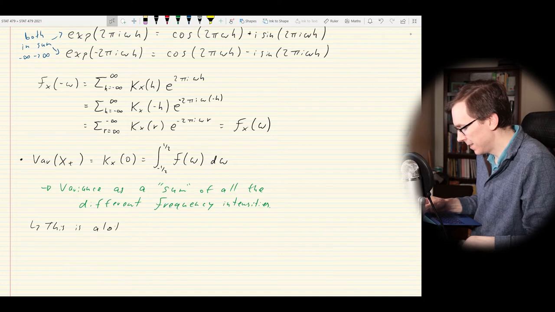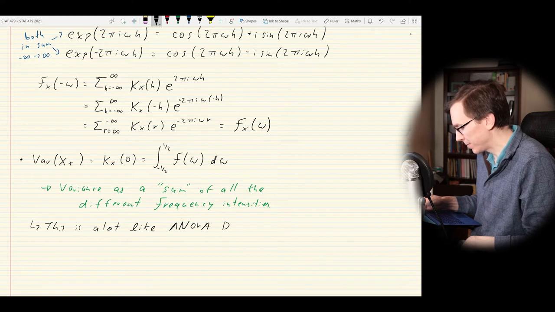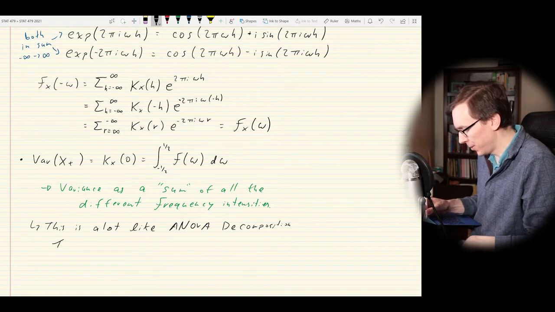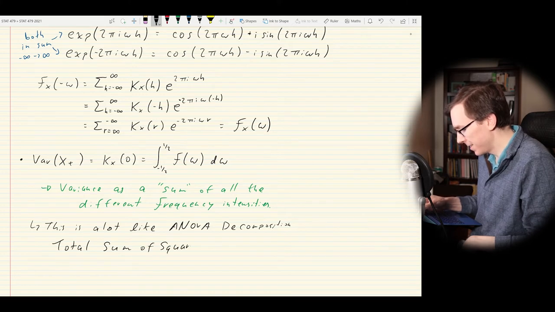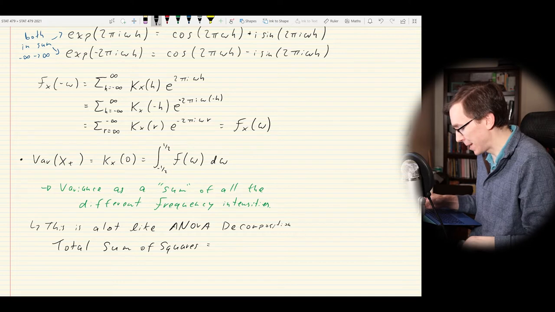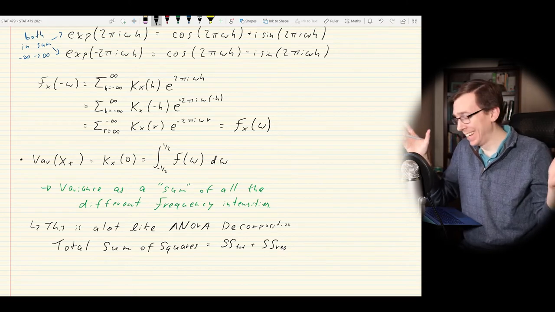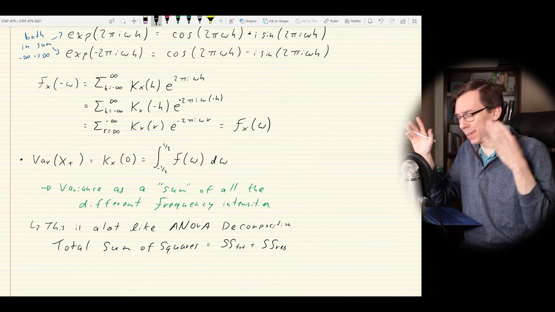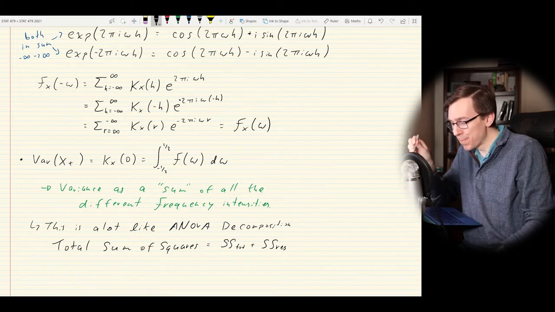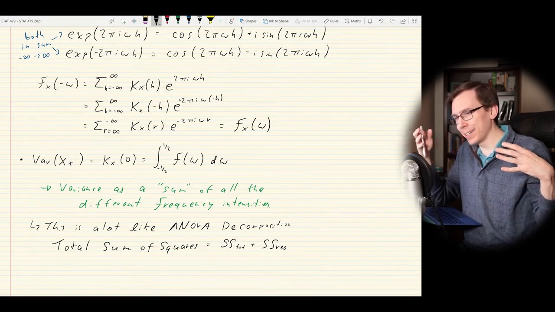this is a lot like the ANOVA decomposition, that is, the total sum of squares can be written as other sums of squares, like a treatment sum of squares plus a residual sum of squares. Or if you take a course like my design and analysis of experiments course, you'll see that you can get lots more different treatments and block sums of squares and other sums of squares in there. But ultimately, it's a similar intuition.